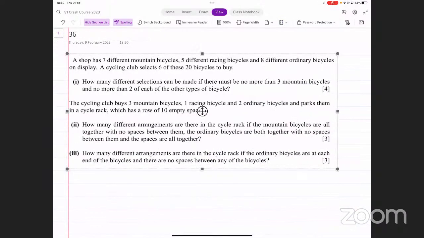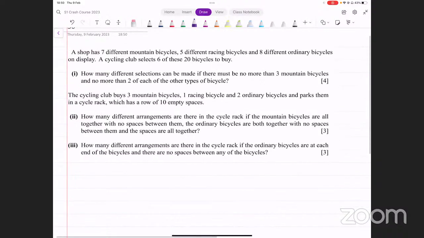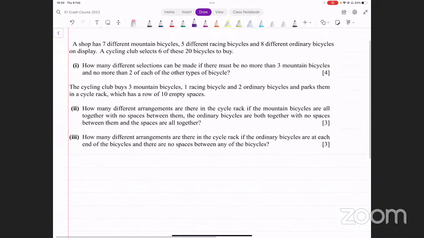Okay, so a shop has 7 different mountain bicycles, 5 different racing bicycles, and 8 different ordinary bicycles on display. A cycling club can select 6 of these 20 bicycles to buy. In the first part, it says how many different selections can be made if there must be no more than 3 mountain bicycles and no more than 2 of each of the other types of bicycles.